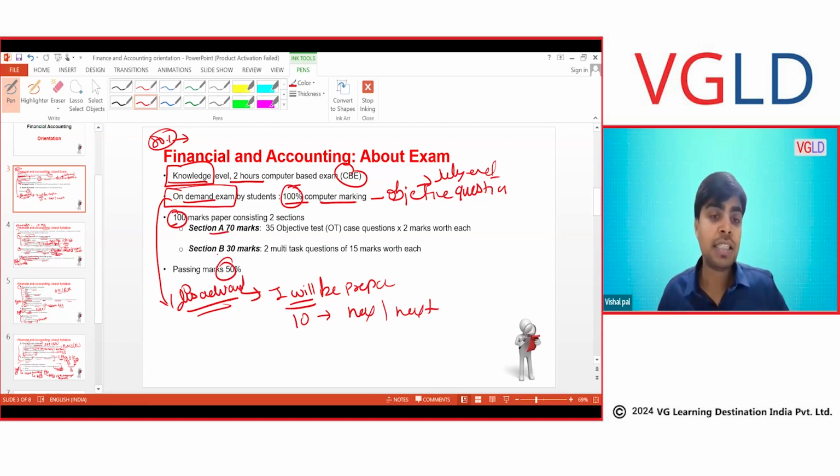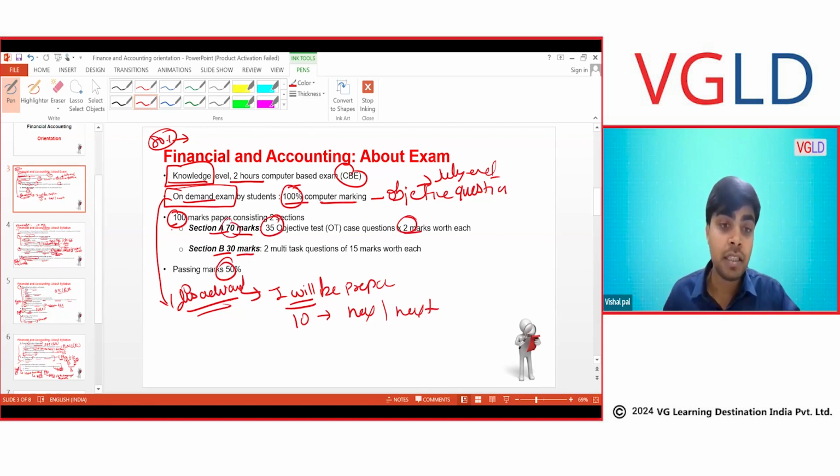There are two sections, section A and section B. Section A consists of 70 marks, section B consists of 30 marks. Now, what is the 70 marks? There are 35 objective questions of 2 marks each. So in section A, you would face 35 questions, and with 2 marks each, it would make 70 marks.